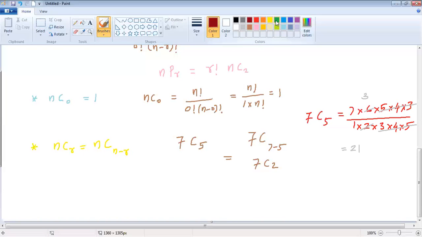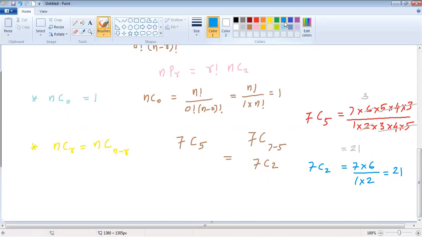Then 7C2. 7C2, 7 से start कर देना, 2 unit back, so 7 into 6, 1 से start करके 1 unit आगे. So which is 6, 2 divide करेगा 3, 7 into 3, 21. You can see that both are same. So this is an important property. NCR and NC(n minus r) both are same.